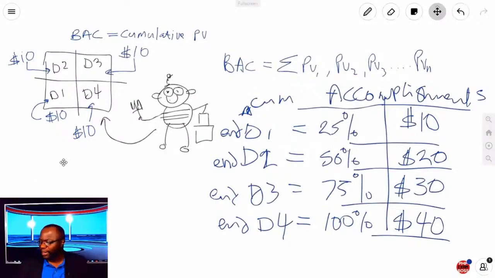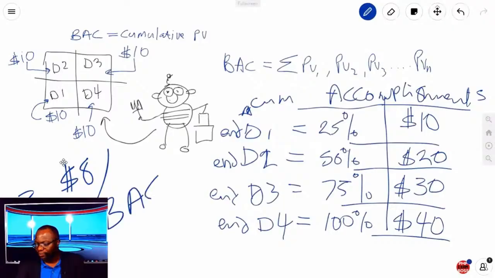Phil is a project manager working on a project. Day 1, PV is $3. Day 2, PV is $4. And on day 3, PV is $8. What is the BAC for the project?